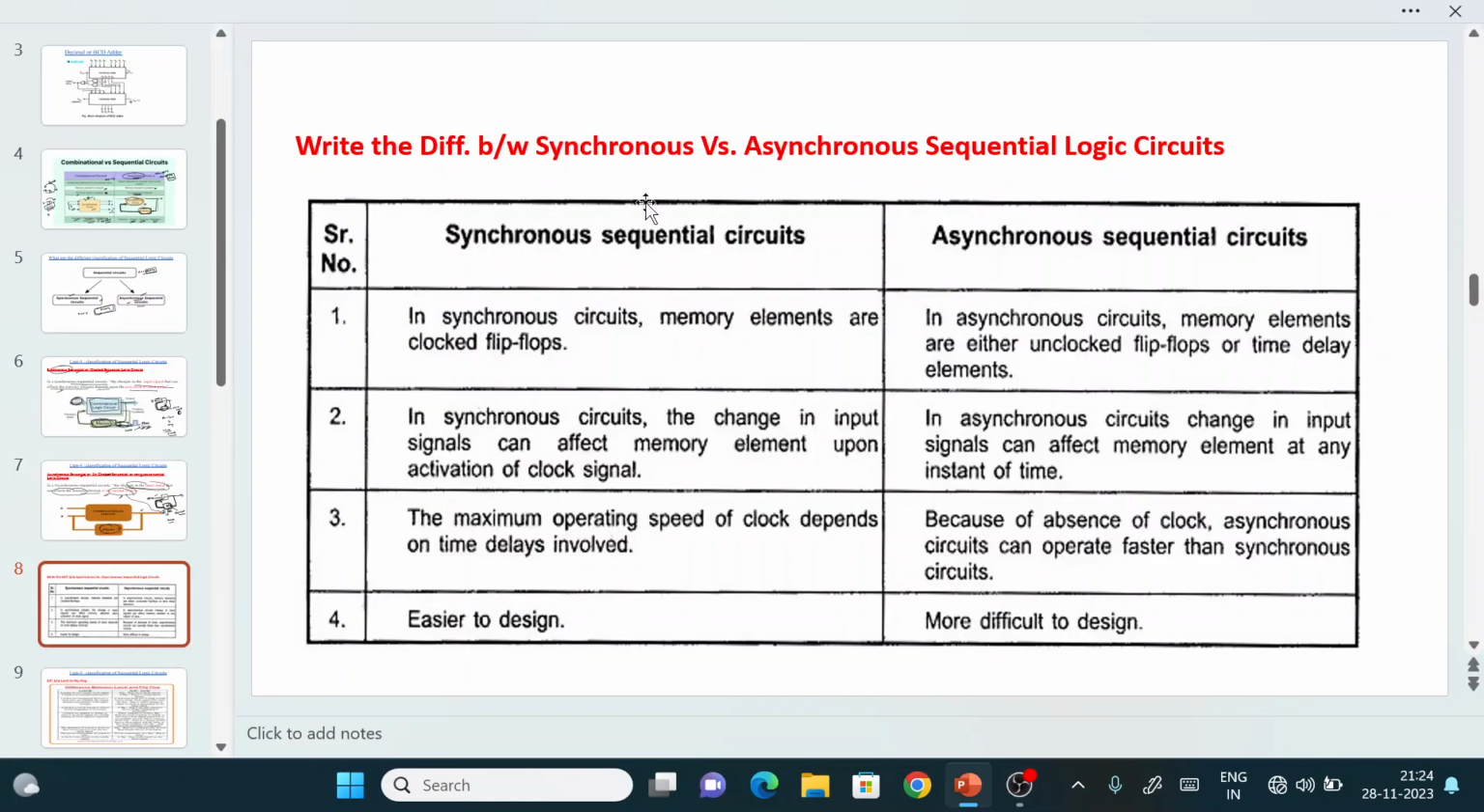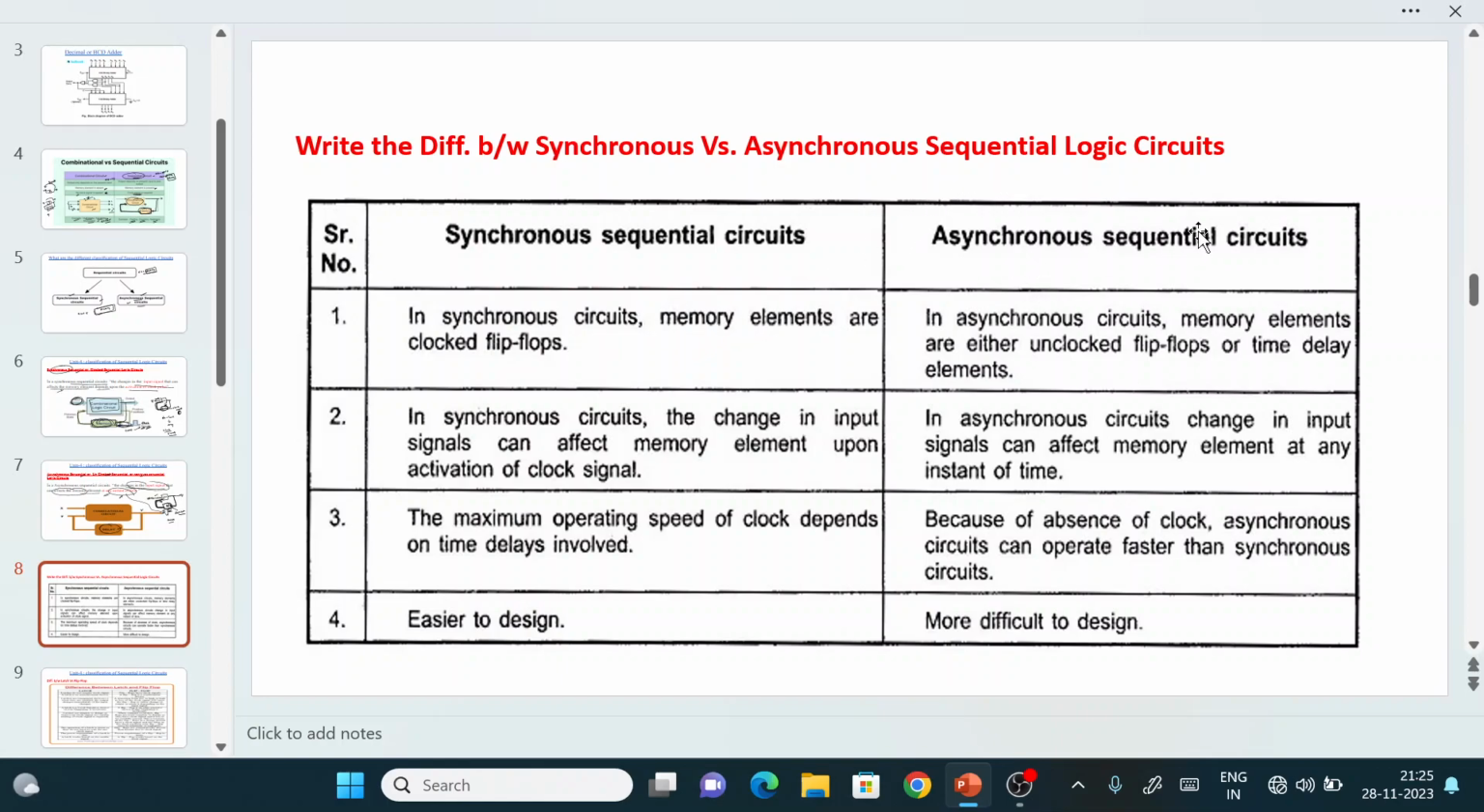What is the difference between a synchronous sequential circuit and an asynchronous sequential logic circuit? This is one of the important questions. Synchronous sequential circuit means the memory elements are clocked flip-flops.